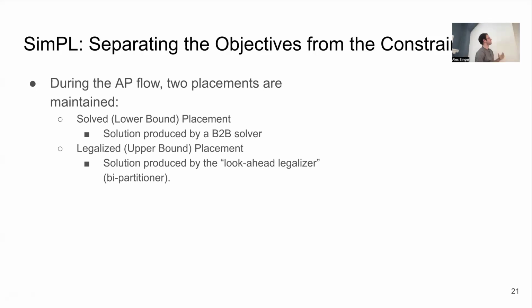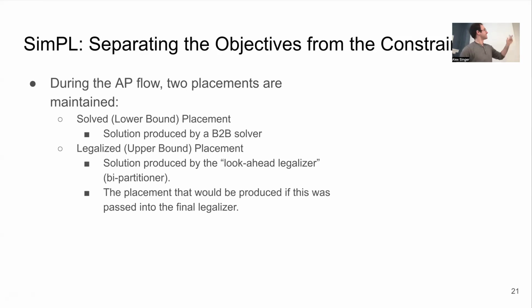And this is a solution produced by the look-ahead legalizer or bi-partitioner. Again, we're trying to look ahead at what the full legalizer is going to do. Now, we're not going to be perfect. We don't want to do a full true legalization here because that's going to be quite expensive, but we're doing the best that we can to get close.